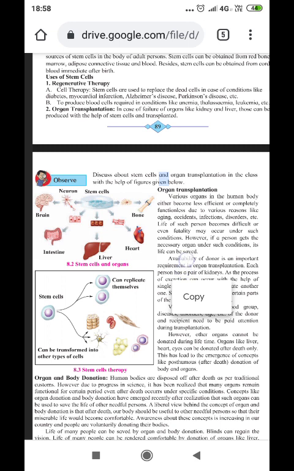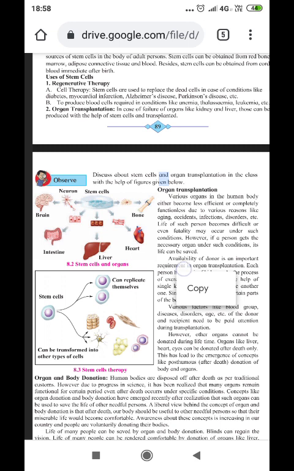And second is to produce blood cells required in conditions like anemia. Anemia is again loss of blood or less blood. Then thalassemia, where the RBC count is very less. Leukemia is nothing but blood cancer.